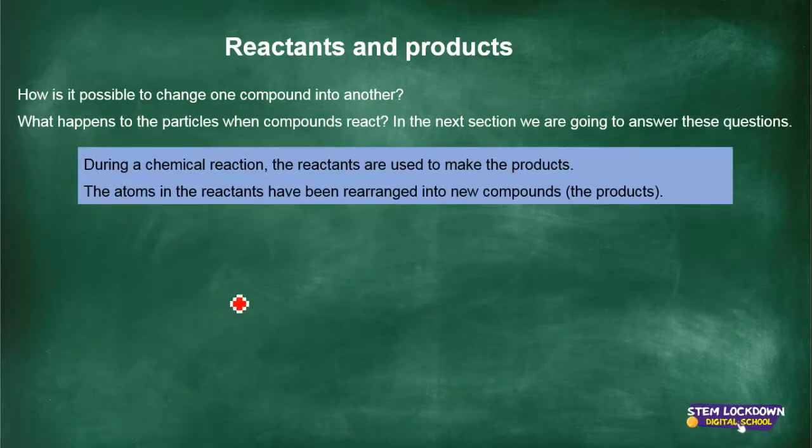Now, during a chemical reaction, the reactants are used to make products, which I explained earlier on. So we have the reactants, and these reactants are used to make products. The atoms in the reactants are rearranged to form new compounds. These new compounds are basically the products. So when two different reactants react together, a new compound is formed, and another word for the compound is the product.